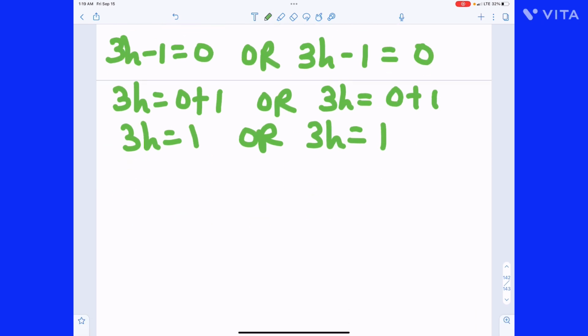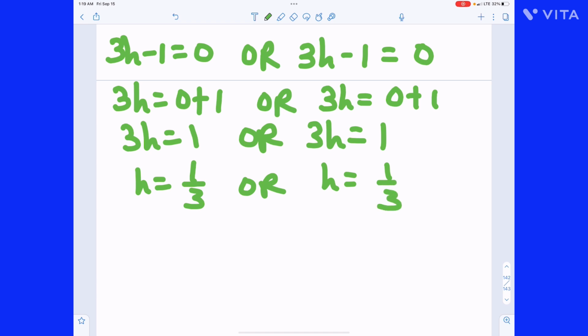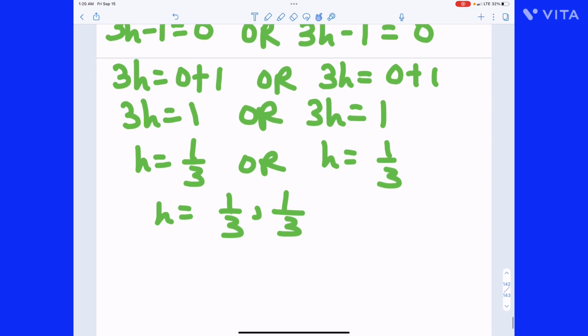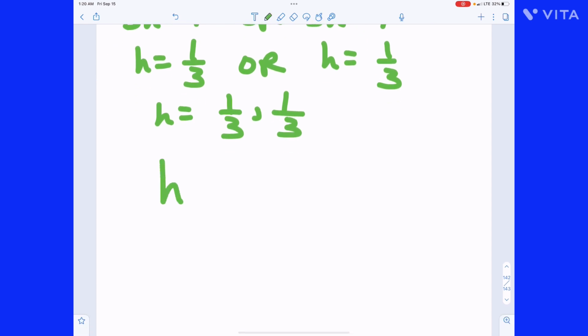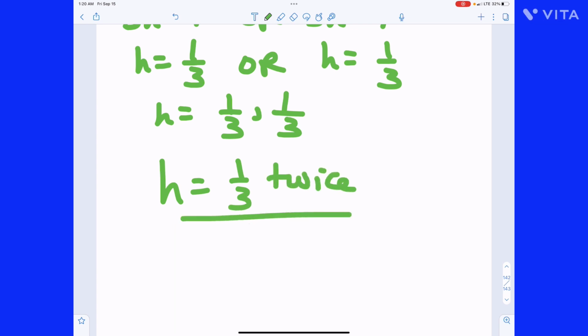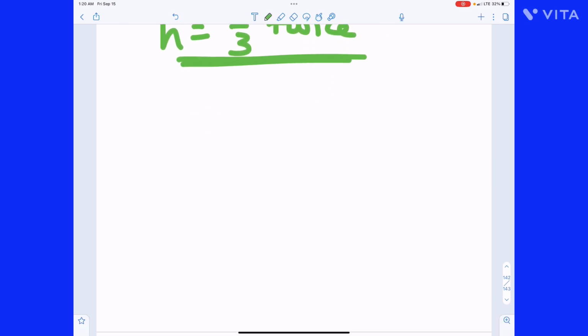That gives you h is 1 over 3, or h is 1 over 3. So h is 1 over 3, comma 1 over 3. We can leave our answer like that, or sometimes we write h is 1 over 3 twice. So any one of these ways is correct to leave our answer.